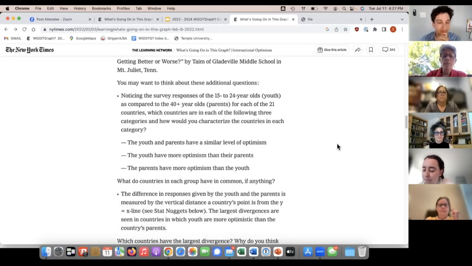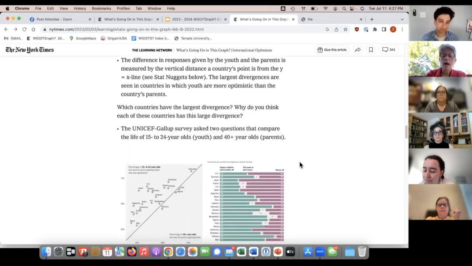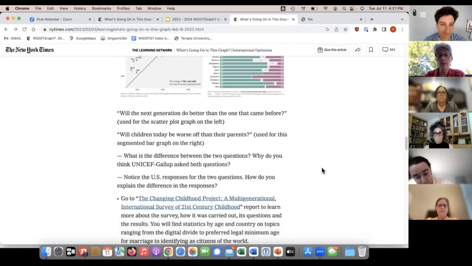And then we give you a bunch of additional questions that you may want to have your students answer. The first one relates to what can you say about the countries above the line, below the line, and on the line? Okay. There happen to have been 2 questions that are similar in the study. We give you both of those and ask the students, well, what's the difference?